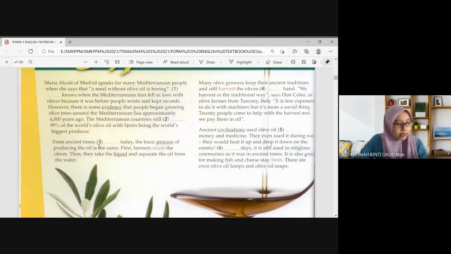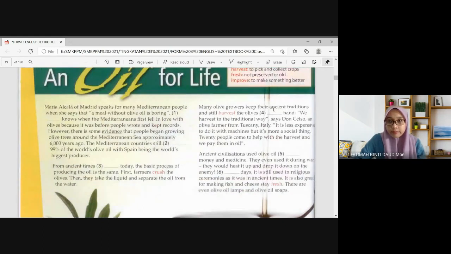Okay. So what is the answer for number 3? Sejak. Since, for, through or until. Very obvious ya. Dulu hingga kini. Until today. The basic process of producing the oil is the same. First, farmers crush the olives. Then they take the liquid, cecair, and separate the oil from the water. Separate means they pisahkan oil from the water. Okay, many olive growers keep simpan their ancient traditions. Mengekalkan. They keep their ancient traditions and still harvest the olives by hand, in hand, on hand, or with hand? With hand.